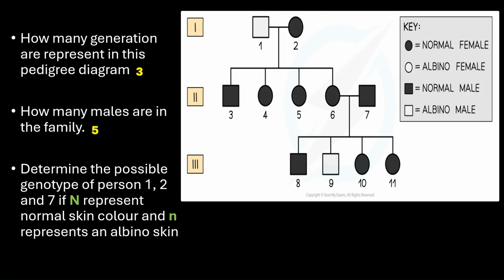Now determine the possible genotype of person 1, 2, 7, if capital N represents normal skin and small letter n represents albino. So we set the rules. Here are the rules. We have been told what we are dealing with. For normal skin, we know capital N is dominant over small letter n. So for you to have normal skin, you need a dominant allele, and for albino skin, you need a recessive allele. So there are two ways of producing normal skin, but only one way of producing albino.